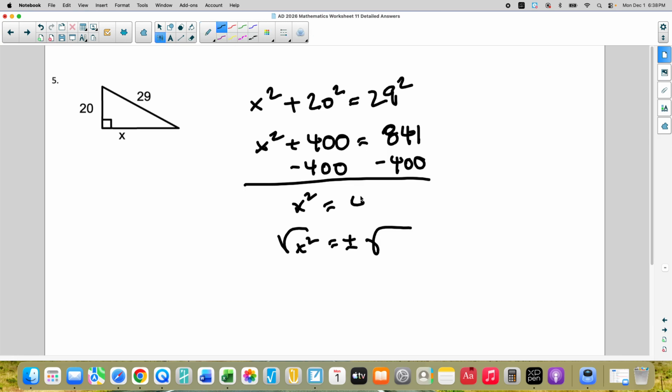And 441, because it reverses 144, so it's 21. x equals plus or minus 21. That is one of the few that are reversible. So x equals 21.